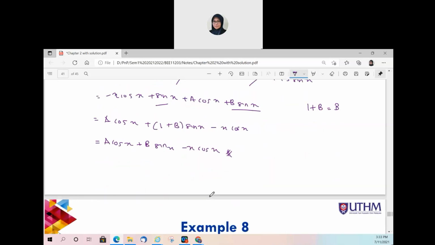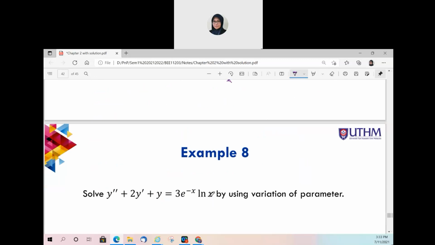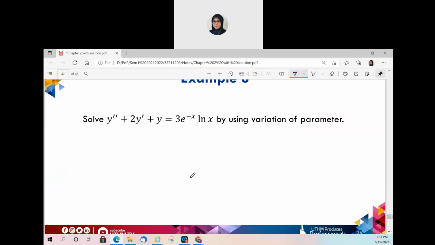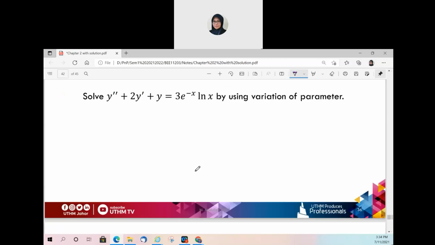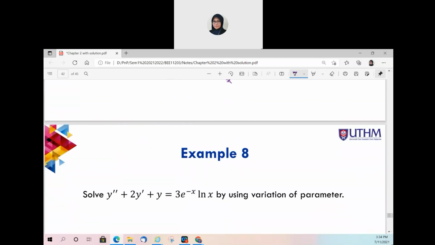Ada soalan lagi? Tak ada. Okay. Kalau tak ada, kita sambung dengan example ni. Okay. Sekejap.